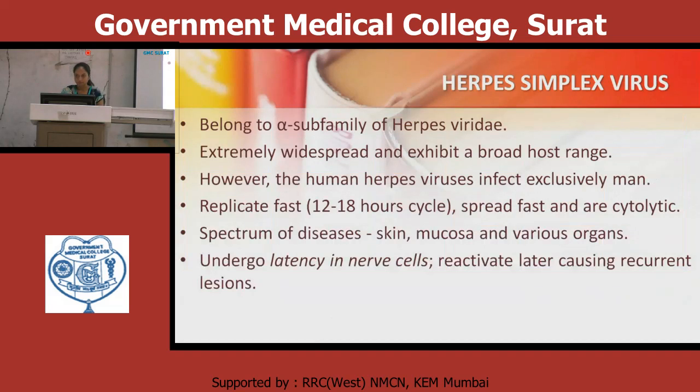Herpes simplex viruses belong to the alpha subfamily of Herpesviridae, are extremely widespread and exhibit a broad range of hosts. However, the human herpes viruses infect exclusively humans, replicate fast in 12 to 18 hour cycles, spread fast and are cytolytic. The spectrum of disease is in skin, mucosa and various organs. They undergo latency in nerve cells, reactivate later and cause recurrent lesions.